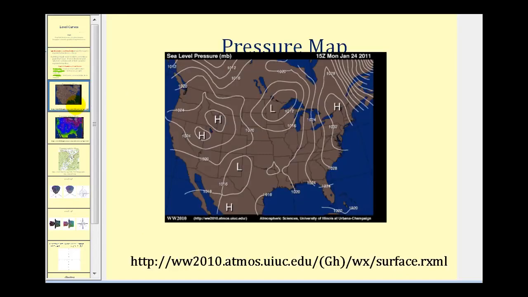Here's a pressure map. This may be difficult for you to read. However, each of these curves represents where the pressure would be the same. And in this region here, we can see that as we move toward the center of this region, the pressure gets higher. And over in this region, as we approach the center, the pressure gets lower.